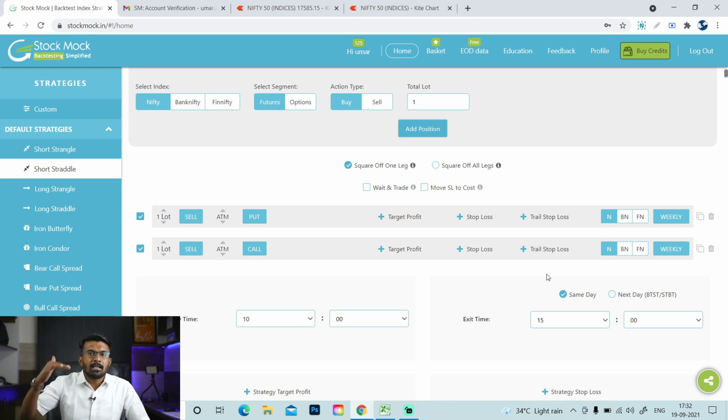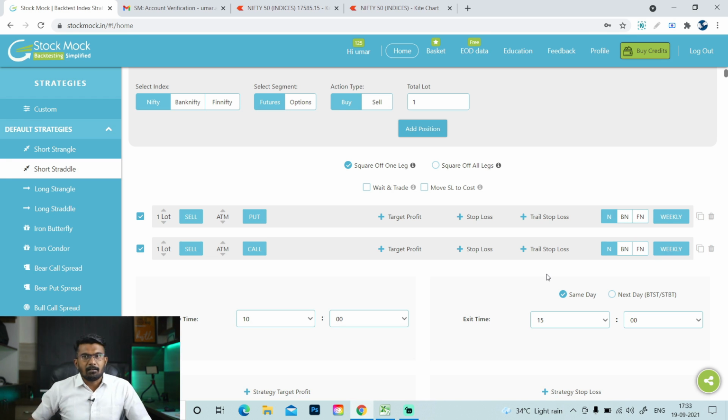Right? If the market keeps on going, now there are two scenarios in this one. If the market keeps on moving on the upside, the put will keep on giving you money, because the put will be going far out of the money and you will enjoy the premium, right? If the market stays there also, if the market goes to 17,700 or 800 and stays there, still you will make money from the put side because of theta decay.